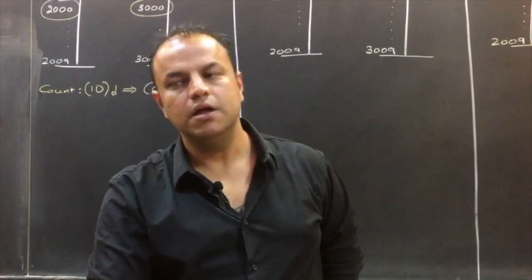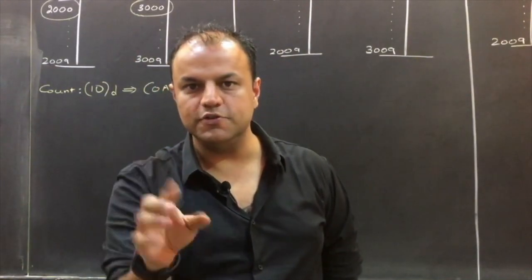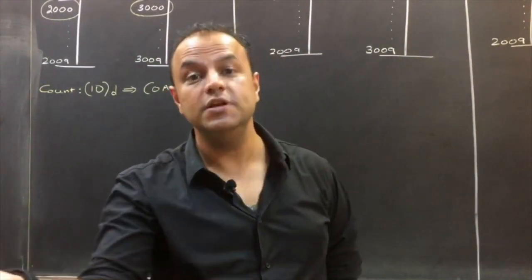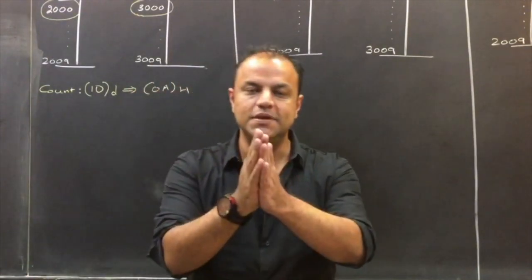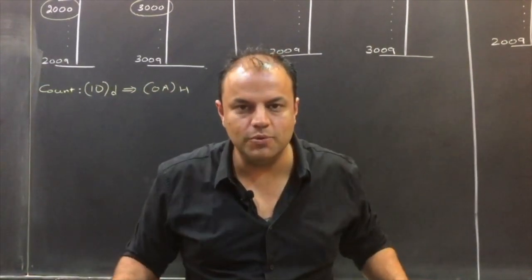5. 16 into 0 is 0. So 0 is the quotient, 5 is the remainder. That's how 5 decimal is 5 hexadecimal. Tell me, did you understand it? If you didn't, no problem. I'm not even teaching that.